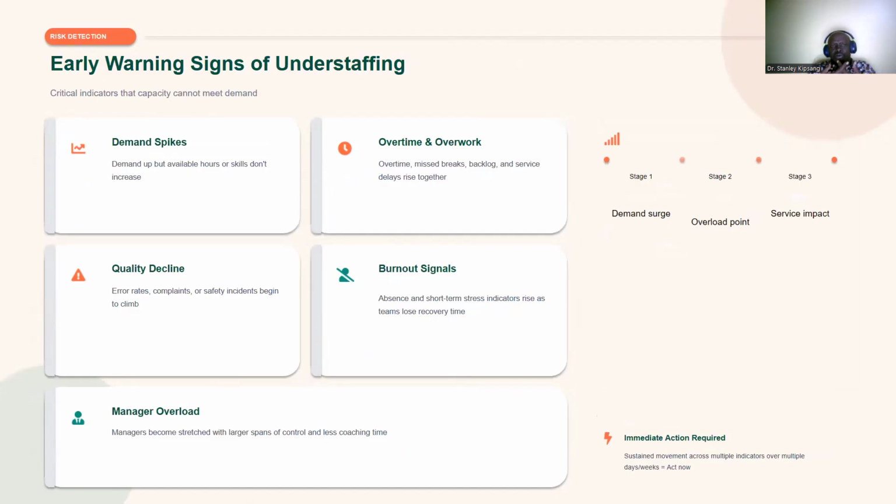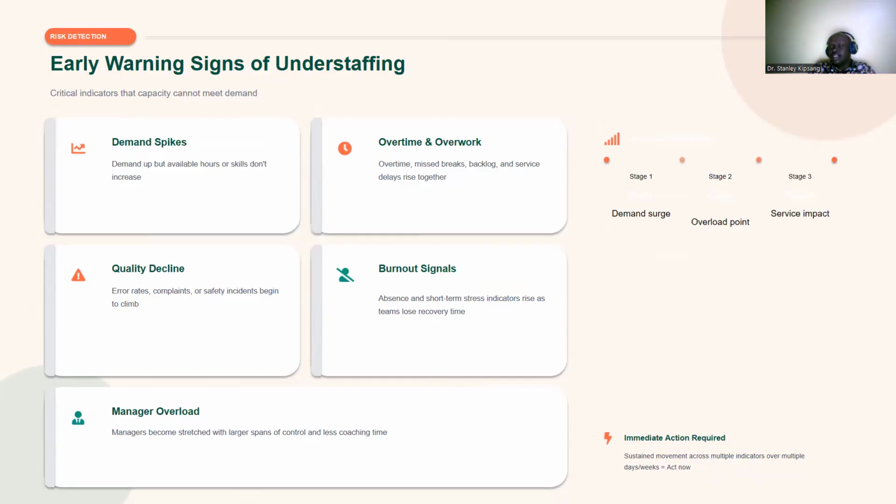What are the early warning signs of understaffing? Let's start with understaffing. One is demand spike. When there is a demand spike, then you are certain that the number of people who are there are not sufficient. When there is overtime, when people are overworking, then it means that the people who are there are not enough to meet the demands of the work.